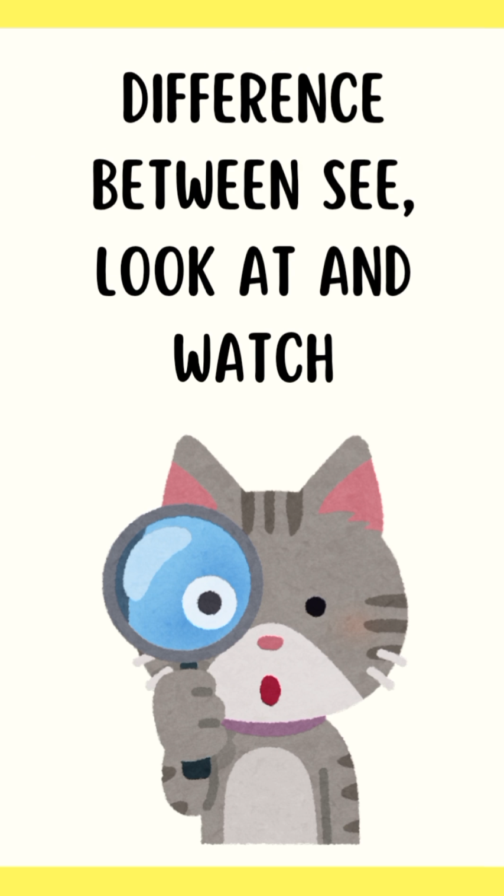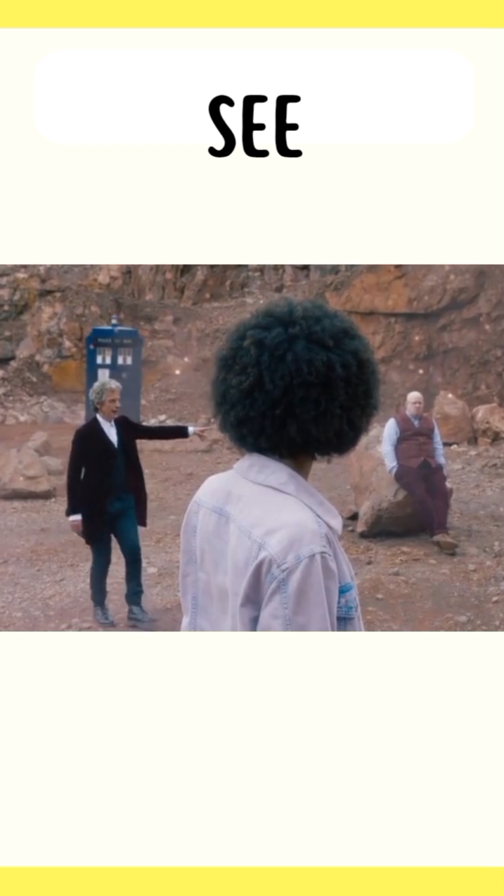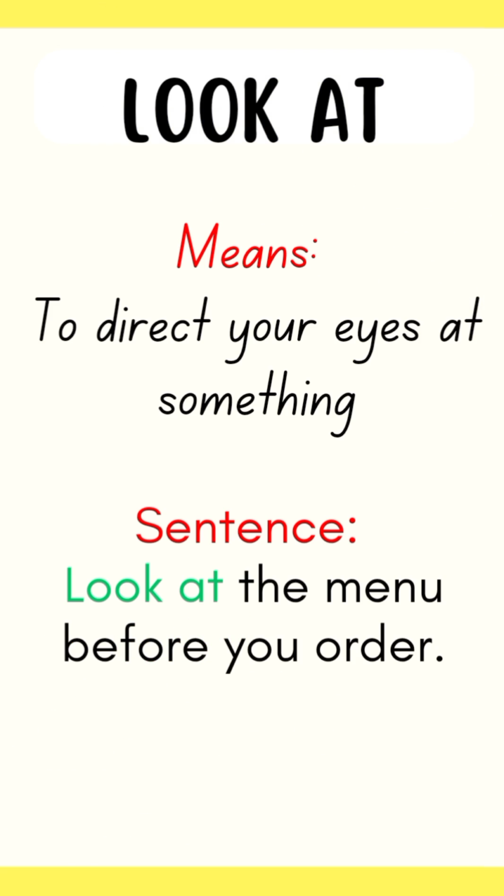Difference between see, look at, and watch. See means to perceive something with the eyes. For example, I can see the mountains from my window. See? Look at, or just look, means to direct your eyes at something.